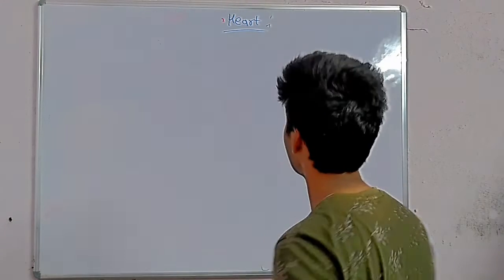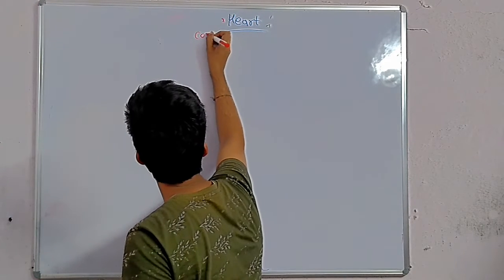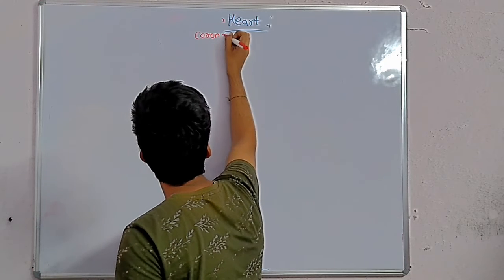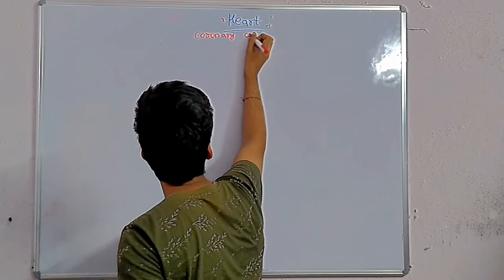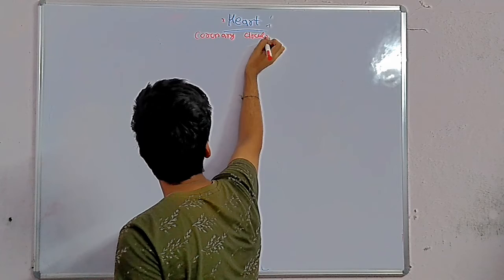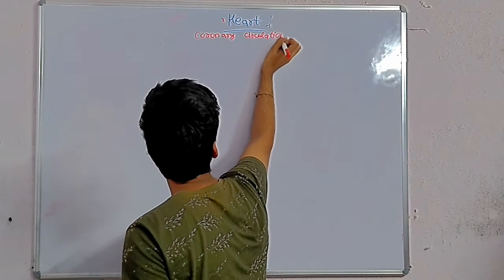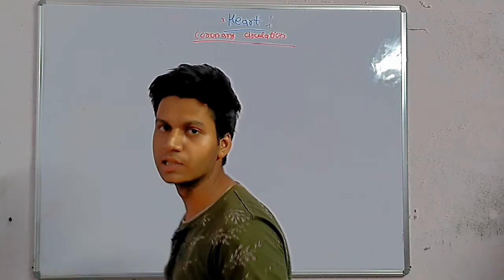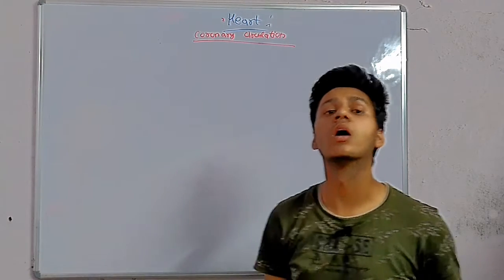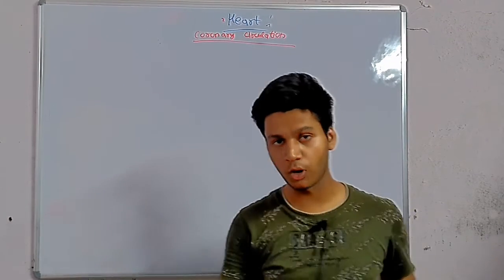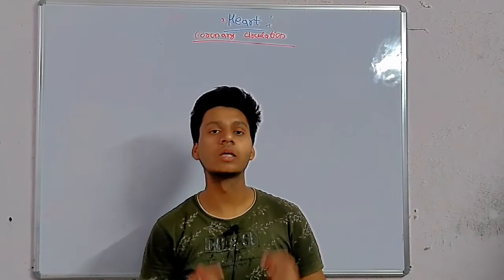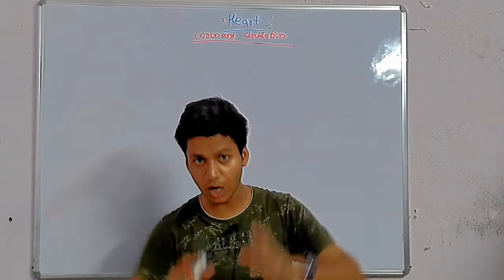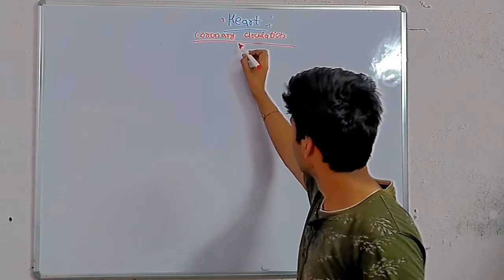The next topic is our coronary circulation. This is only for the heart, which supplies the heart muscles. We know the heart supplies all major organs in our body, but this is the only circulation which supplies the heart muscles only. So we know.